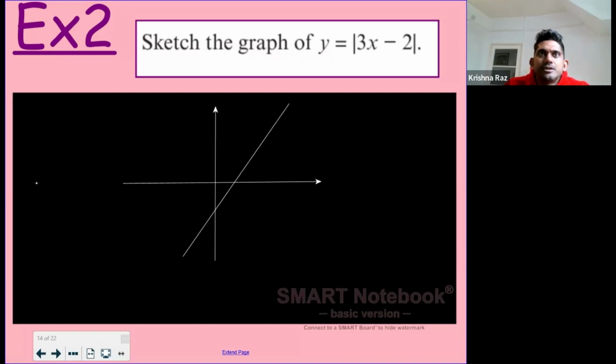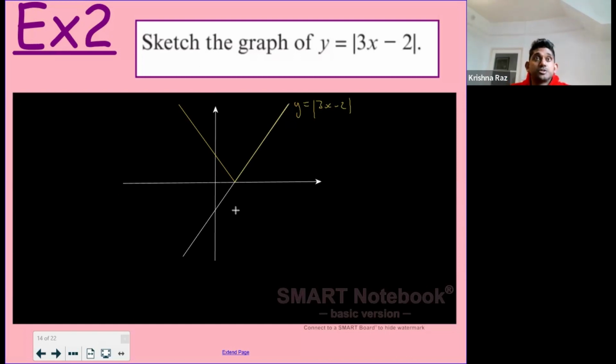So which part will reflect? Exactly, the bit under the x-axis. So that bit. It's a sketch, it doesn't have to be perfect. And that'd be it. So y equals the modulus of 3x minus 2 would be that. Maybe to make it clear, I'll get rid of the white part of the line. And we've got that. So that is as simple as it is.